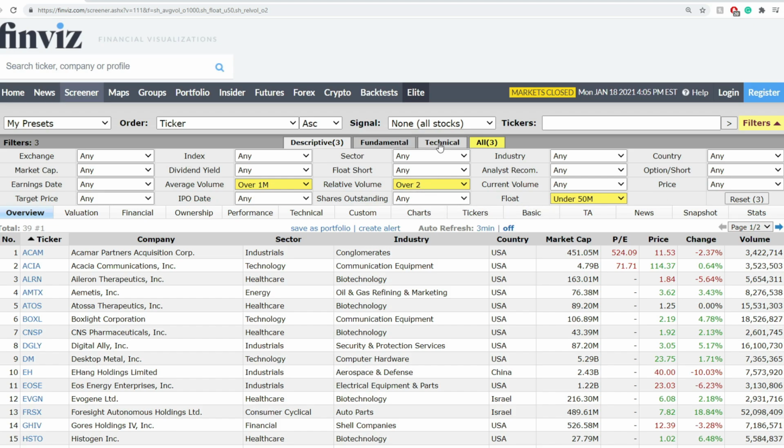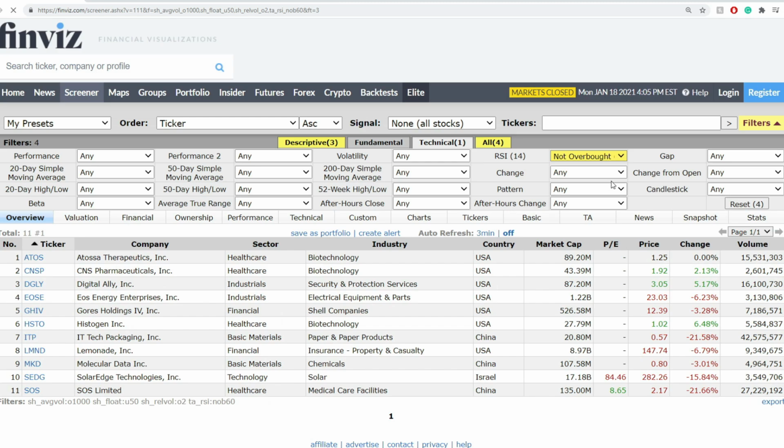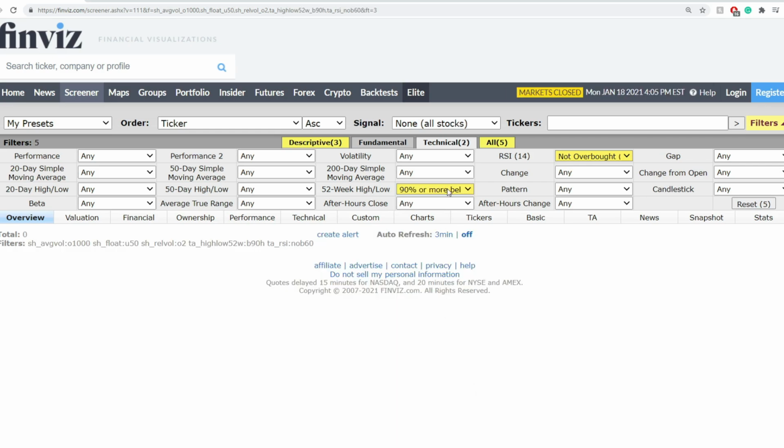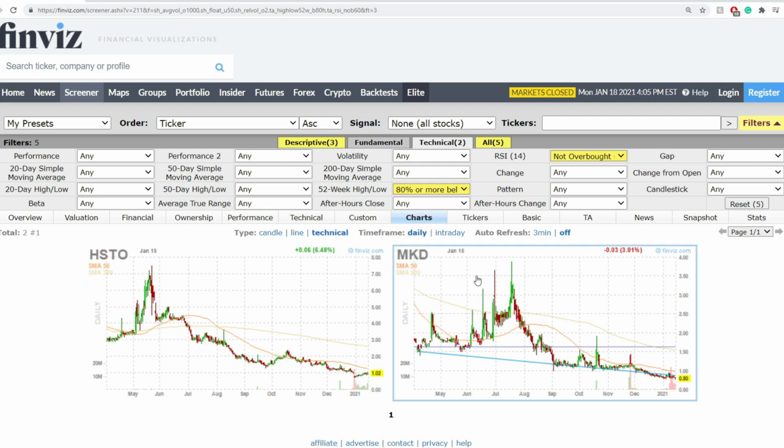And what I like to do next, sometimes I go to technicals. This is more of scanners and filters, okay? Some of the things I do sometimes is I want to see something that is not overbought. And I want something whose 52-week high is, let's say, 90 or more below high. See, you can't find anything here. Okay, 80. All right, these 2 stocks are beginning to come back.